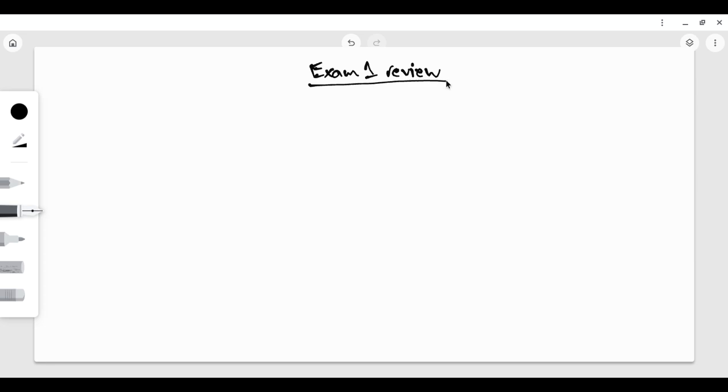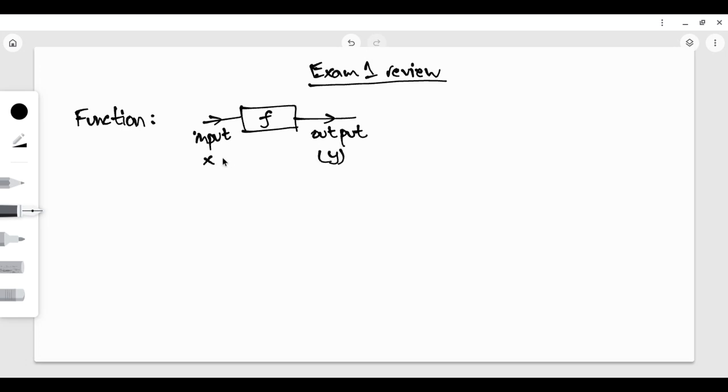So let's start with the first thing that we learned about. You have something called a function. One way of representing a function is as a machine that takes an input and gives you an output. We call this function f, we use the letter f to denote the function. To denote the input, we use the variable x, and to denote the output, we use the variable y. So when we say y equals f of x, what we mean is that if the input is x, then the output is y.